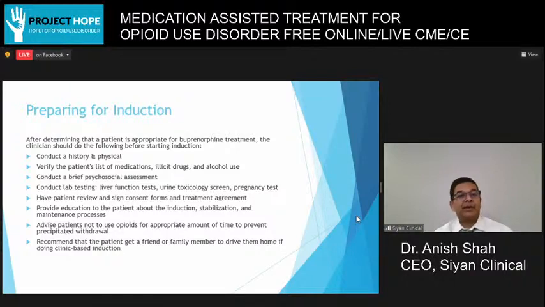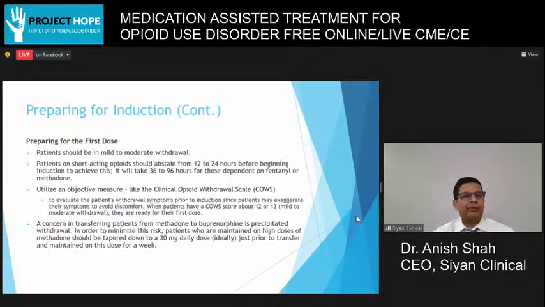And recommend that the patient get a family member or friend to drive them from home to the clinic during induction. You don't want to see a patient coming to your clinic in withdrawal and risk themselves by driving through the whole process.